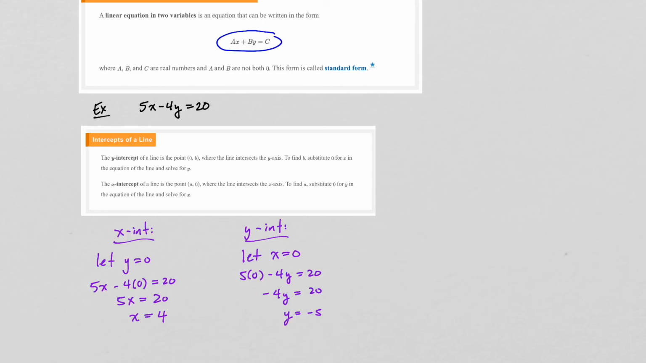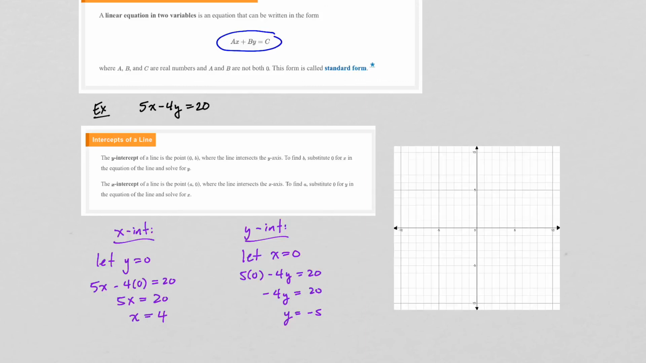Now what this allows us to do is graph this line very quickly and very easily. So let me import a graph here. So we have an x-intercept of x equals 4. Please keep in mind that that means the point itself would actually be x equals 4, y equals 0. And that point is right here on the graph.